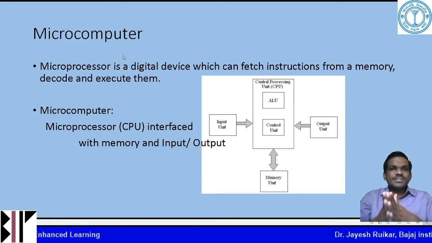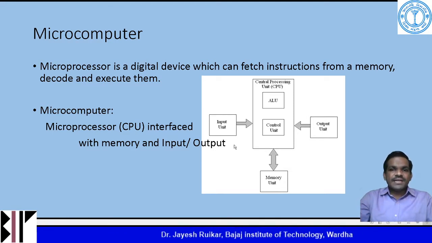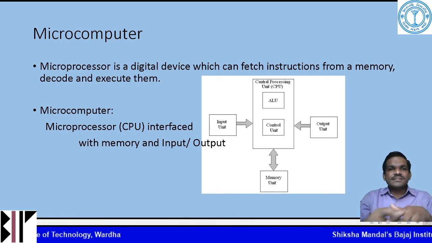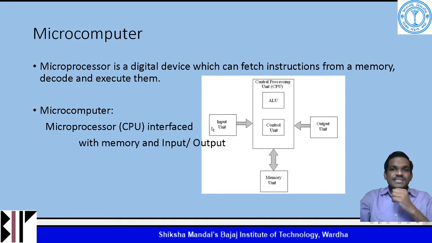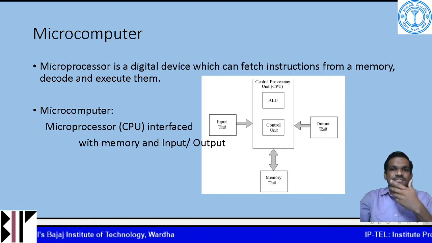A microprocessor is a digital device on a chip which can fetch instructions from memory, decode the instructions, and execute them. That is, it can perform certain arithmetic and logical operations. It accepts data from the input unit, processes that data in the central processing unit, and then delivers the data at the output unit, that is, the results are displayed at the output unit.